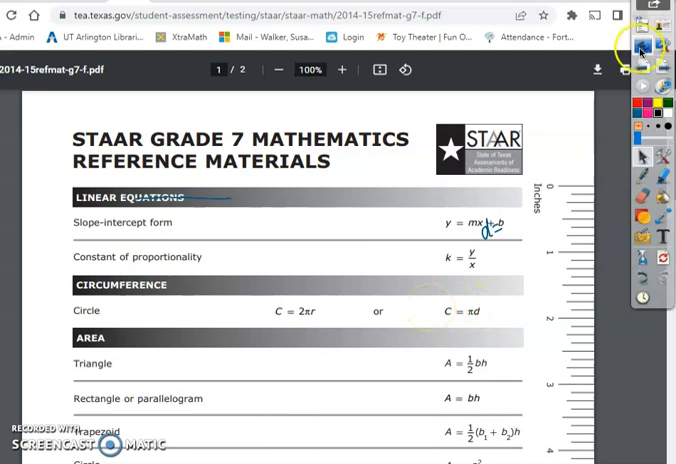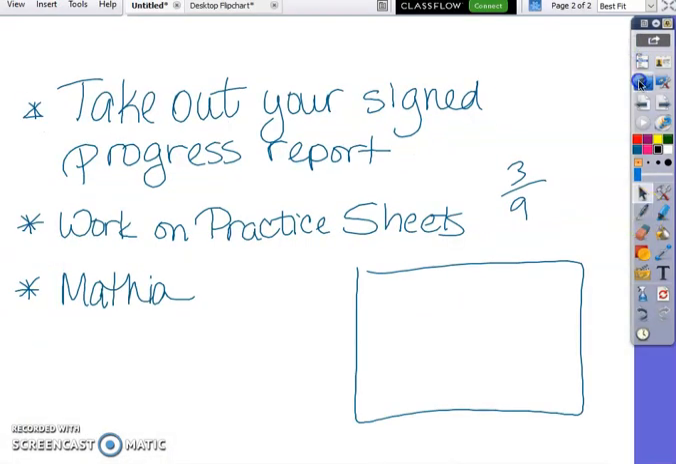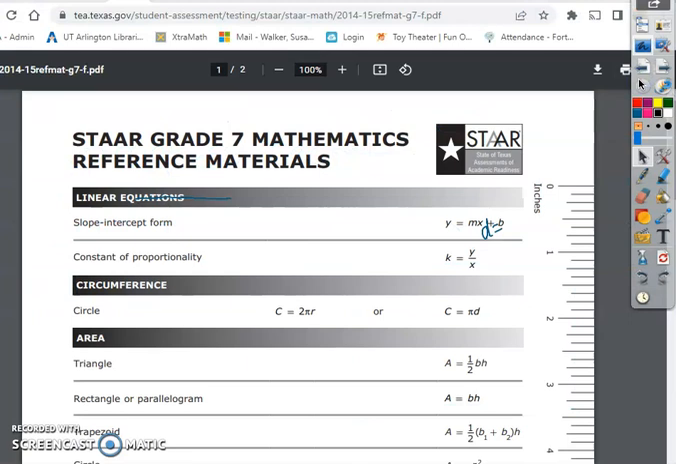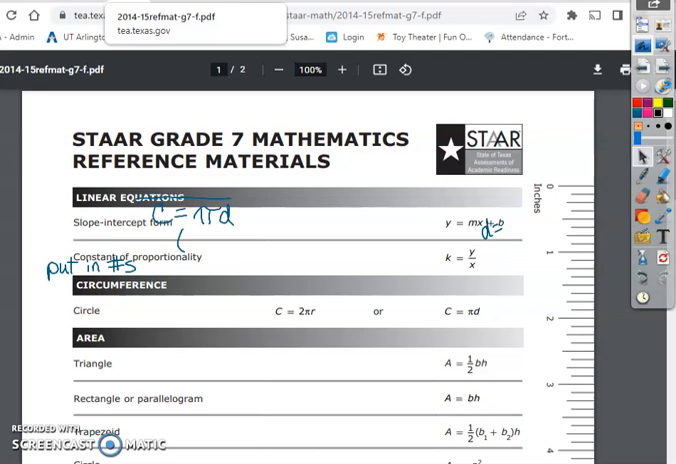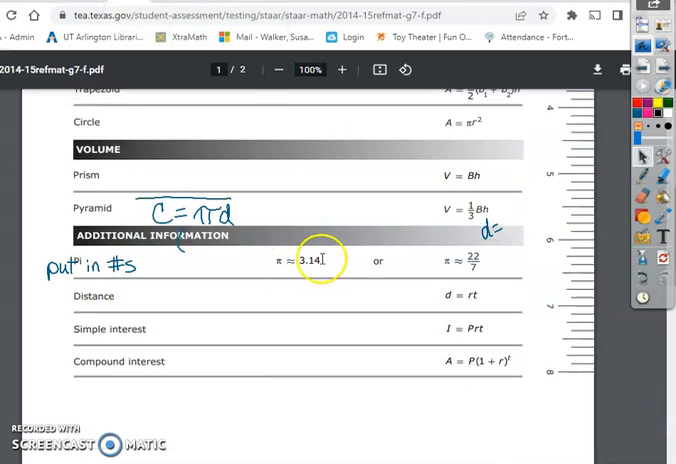C equals pi d. C equals pi d. Remember, substitute? We've done it lots of times. Means put in the numbers. Plug the numbers in. Instead of pi, I put, hopefully we know it, 3.14, but if we don't, it's on our formula chart. Right down there. Pi is 3.14. Okay?